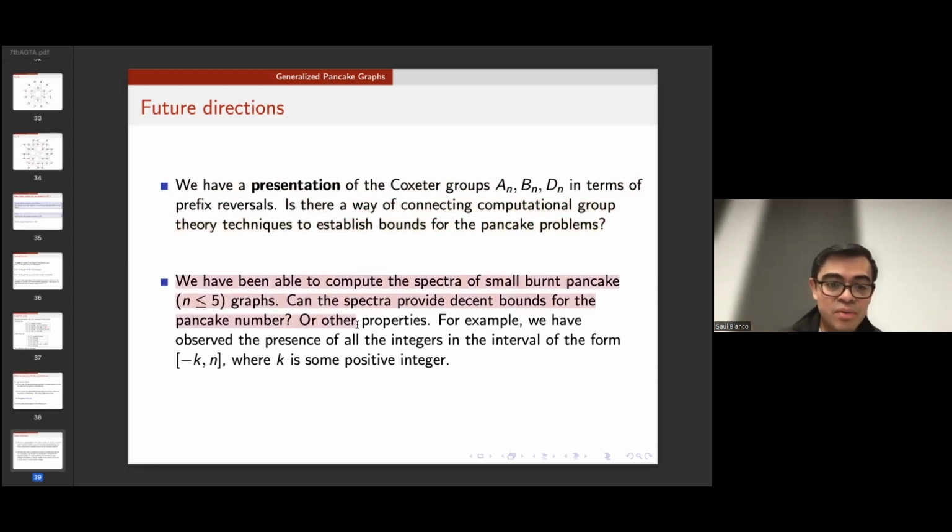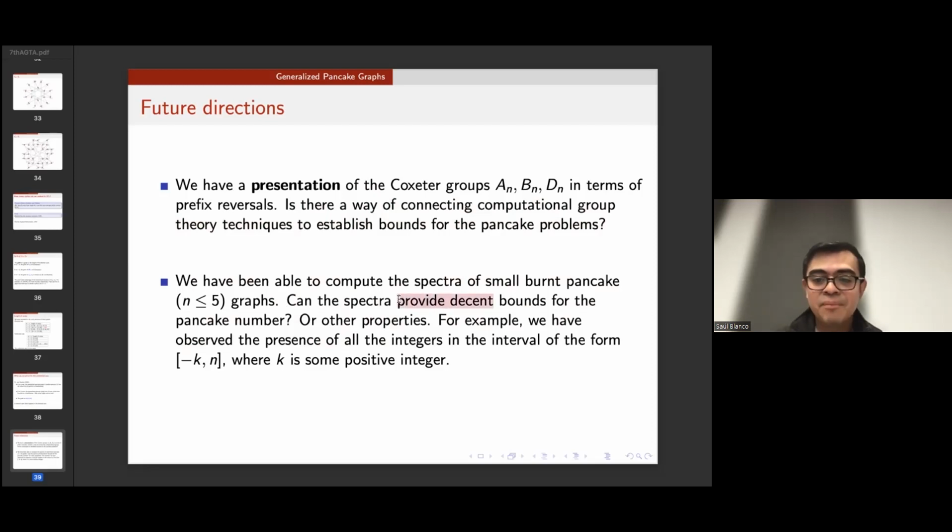And then the other question that we have, very recently, some numbers are still running, but we have started looking at the spectra of small Bernoulli pancake graphs. By small, I mean n less than or equal to 5. The case for n equals 6 has been running for weeks and probably will never be finished. But can the spectra provide some decent bounds for the pancake number? There are always connections between the spectrum and some graph properties. I know there are going to be some bounds, but maybe not the best bounds that you can have.